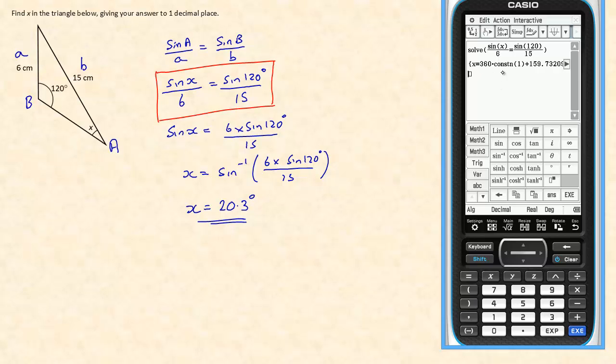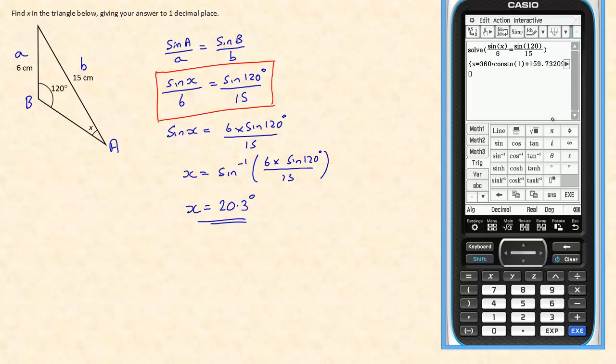And notice it gives us this 360 times a constant, add 159.73, and 360 times another constant, add the 20.3 degrees which we gave as our answer. That's because this equation actually has infinitely many solutions. So the calculator is giving us an expression for all of them. But of course we're in a triangle, so our answers can only be between 0 and 180.